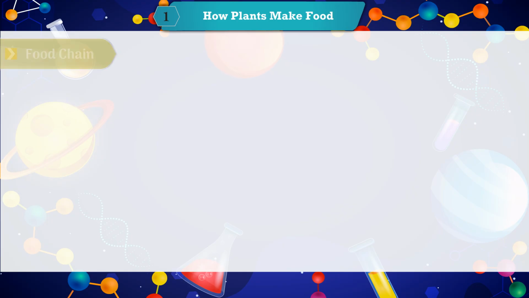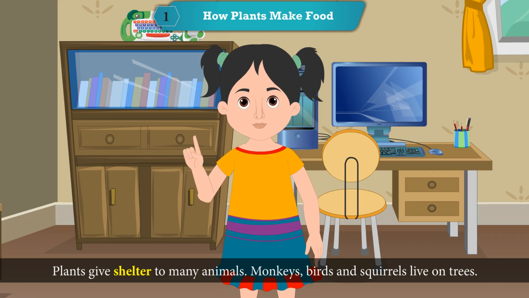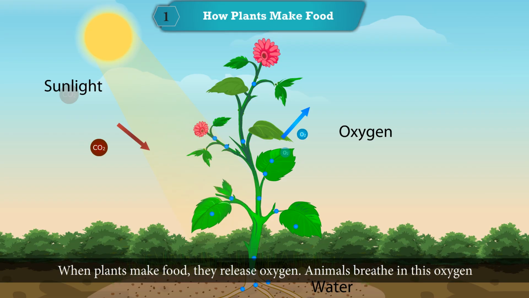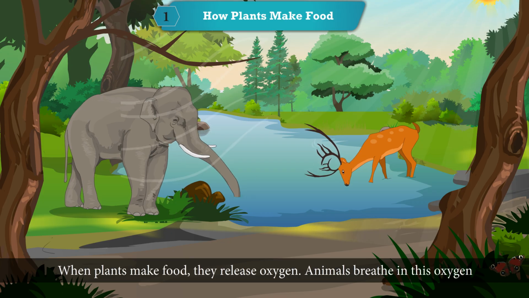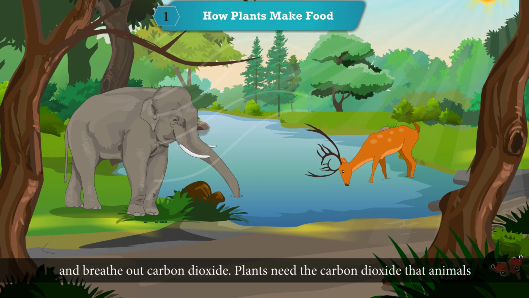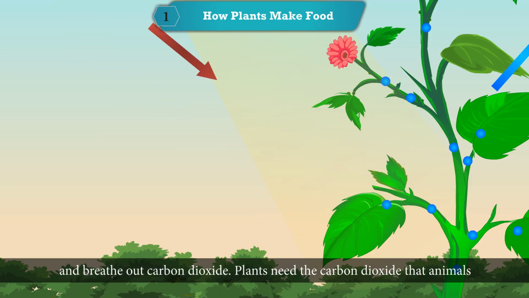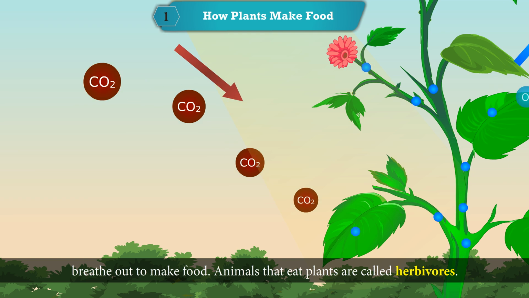Food chain. Plants give shelter to many animals. Monkeys, birds, and squirrels live on trees. When plants make food, they release oxygen. Animals breathe in this oxygen and breathe out carbon dioxide. Plants need the carbon dioxide that animals breathe out to make food.